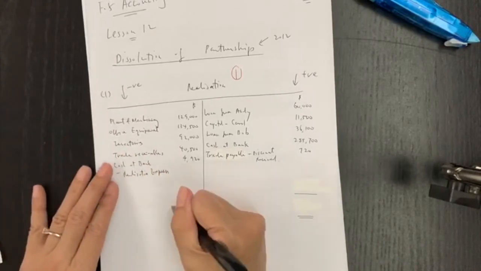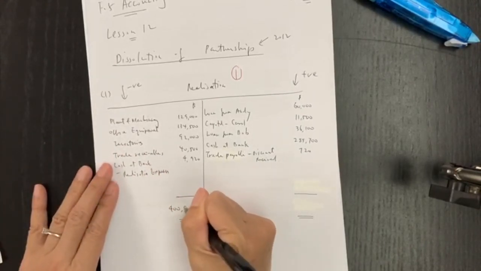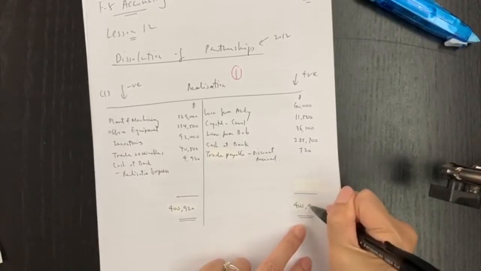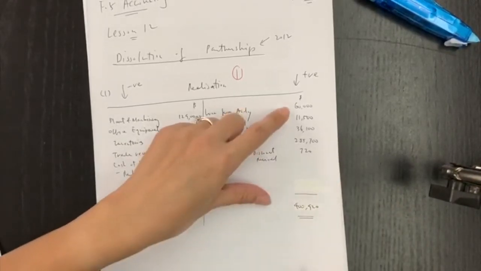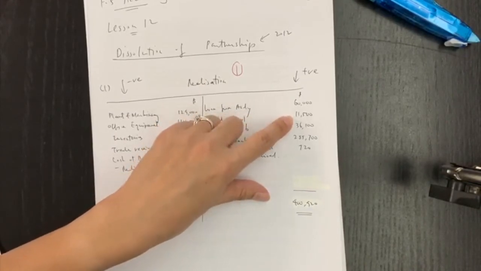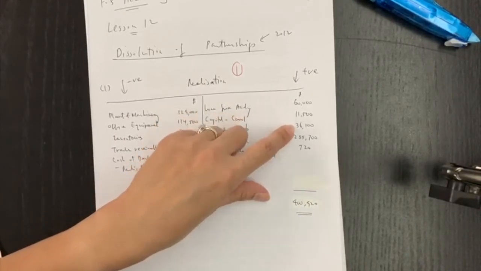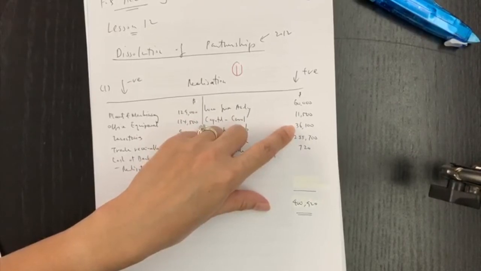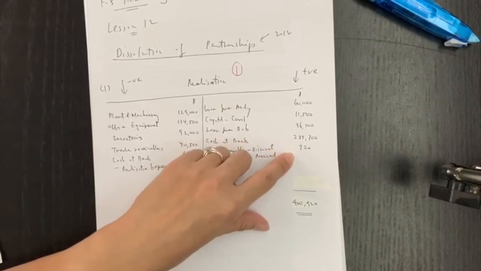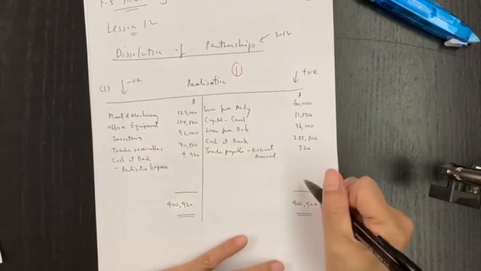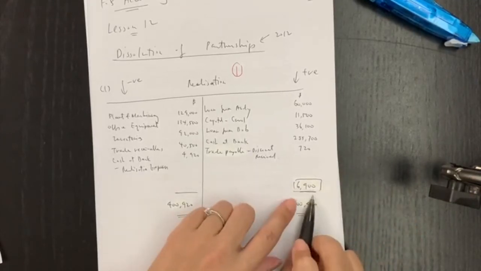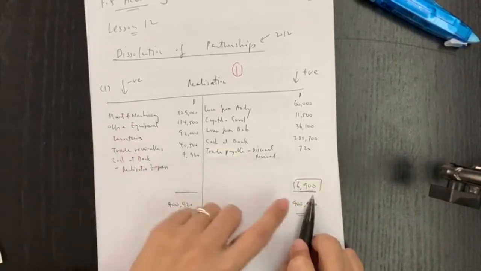Plus 1,345,000 plus 92 plus 40 plus 4,920. So therefore I have 400,920, and this side is 400,920, and then minus this 11,500, 36,100, 285,700 minus 720. So therefore I have this 6,900 as the balancing figure. What do you think? Debit side bigger.